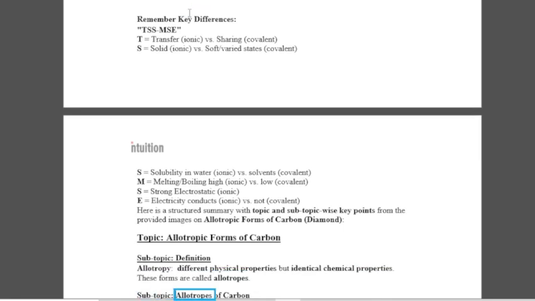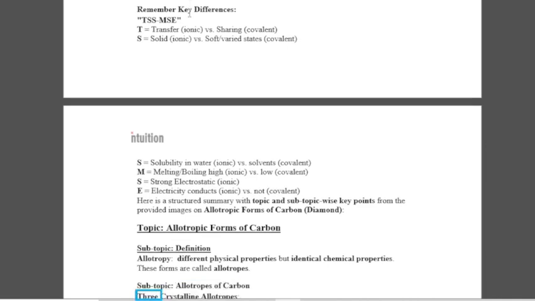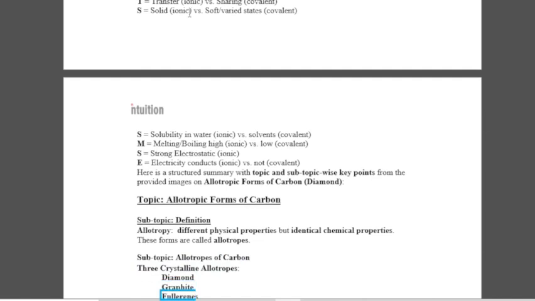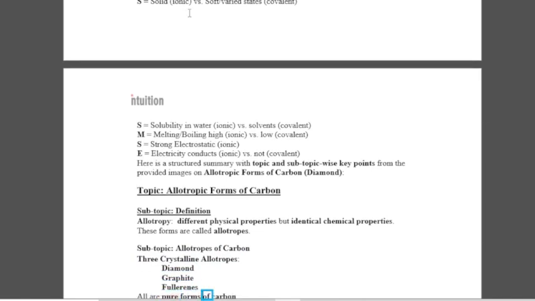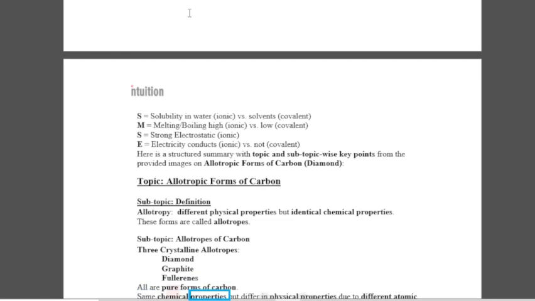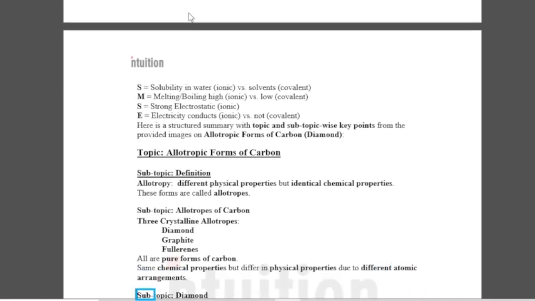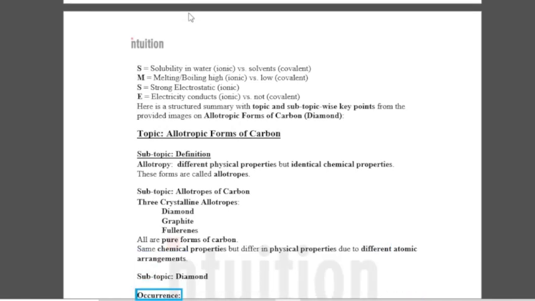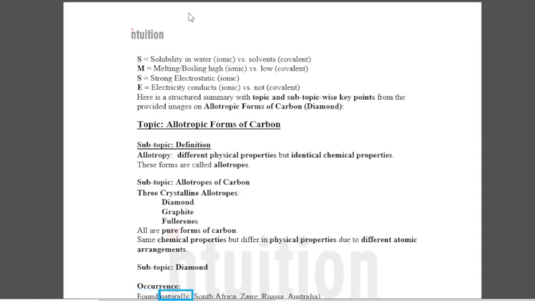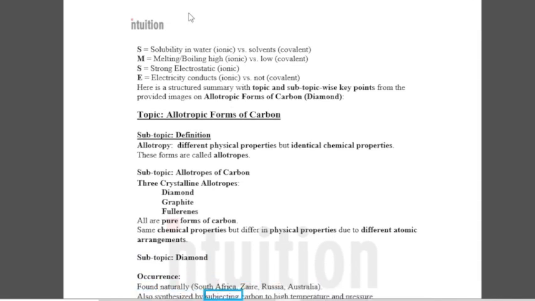Subtopic: Allotropes of carbon. There are 3 crystalline allotropes: diamond, graphite, and fullerenes. All are pure forms of carbon. They have the same chemical properties but differ in physical properties due to different atomic arrangements. Subtopic: Diamond occurrence. Found naturally in South Africa, Zaire, Russia, and Australia. Also synthesized by subjecting carbon to high temperature and pressure.